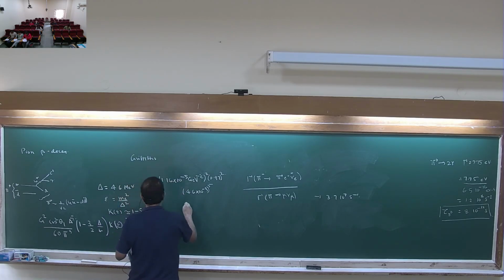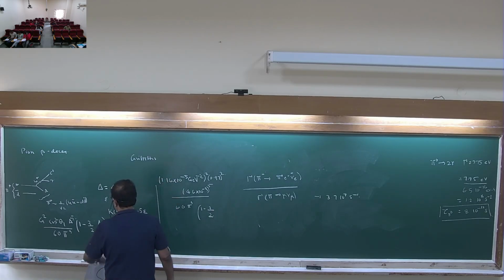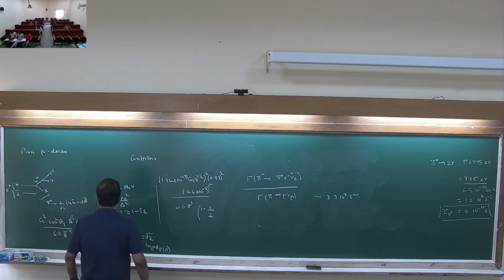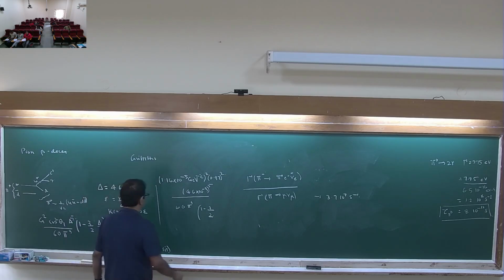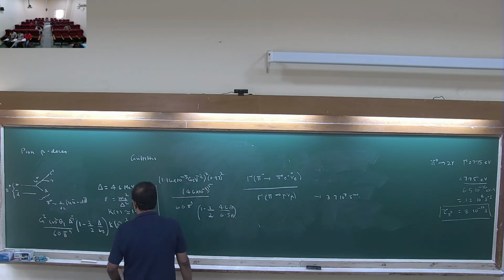Okay, divided by 60 pi cubed times 1 minus 3 by 2 times, so this must be m_e. So delta here is 4.6 divided by 0.511. Both are in MeV, so I'm all right with that.